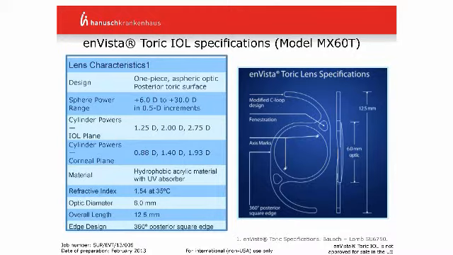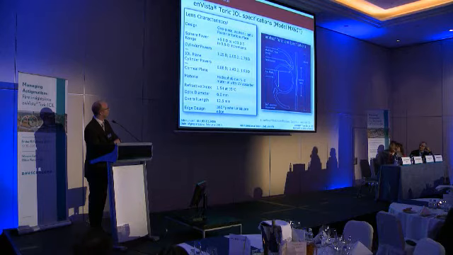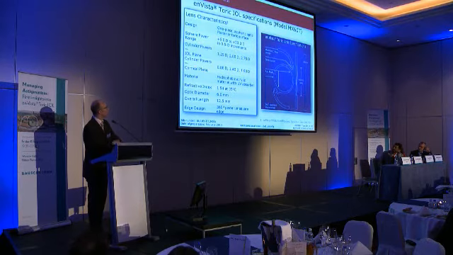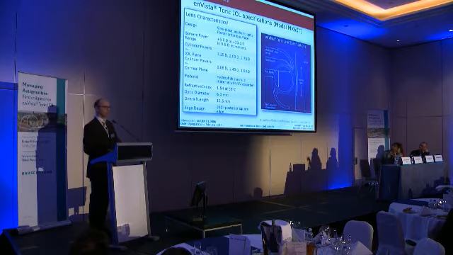Now, next slide, please. This is the toric variant. And you can see these are the cylindrical powers on the IOL plane, 1.25, 2, and 2.75, corresponding to these cylindrical powers on the corneal plane. And otherwise, the design is the same. Obviously, you have 2 lines to show you the alignment axis.